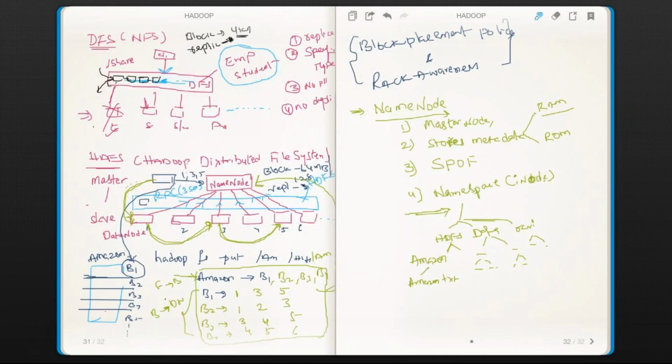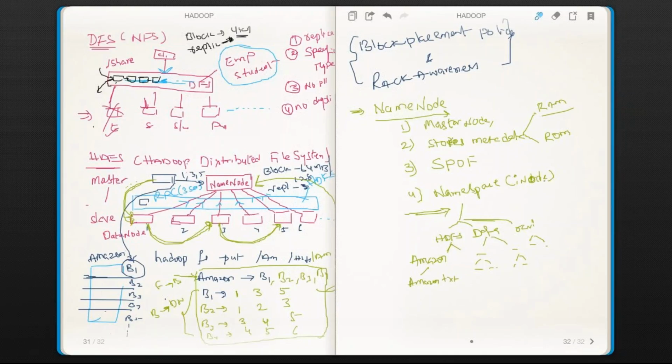Your data nodes store the actual data. That's why we call them data nodes. There is no other reason behind that. This machine stores data, call it a data node. This machine stores only namespace information, call it a name node. That is the only difference.